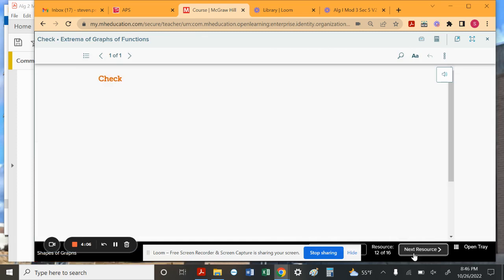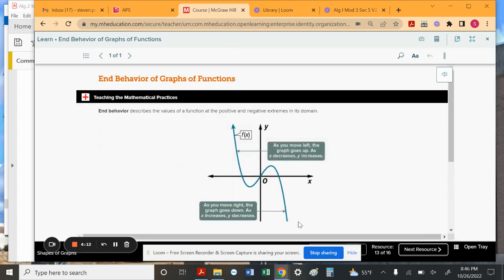Okay, so that would be your check. Now we're going to move on to end behaviors, which should be the last part. We might have one more, but we're really close at this point.